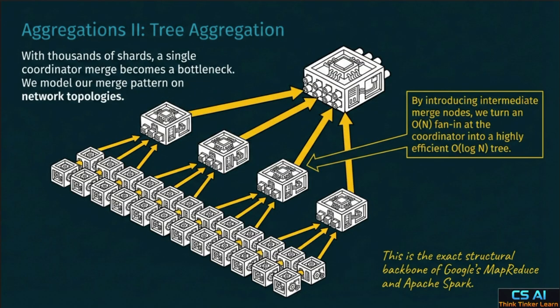When you have thousands of shards, a single coordinator merge becomes a bottleneck. We solve this with tree aggregation. By introducing intermediate merge nodes, we turn a linear bottleneck into a highly efficient O(log n) tree. This is a structural backbone of heavyweights like Google MapReduce and Apache Spark.